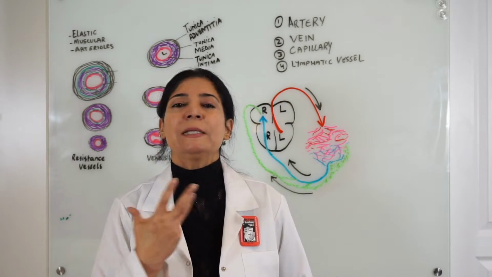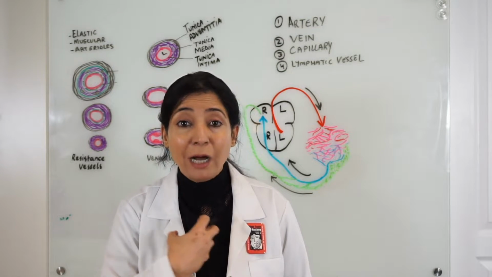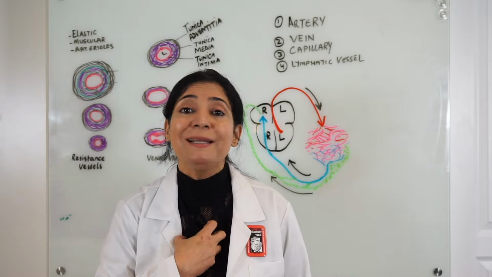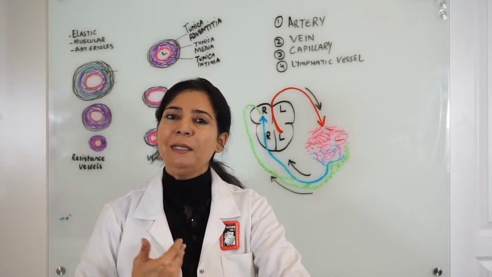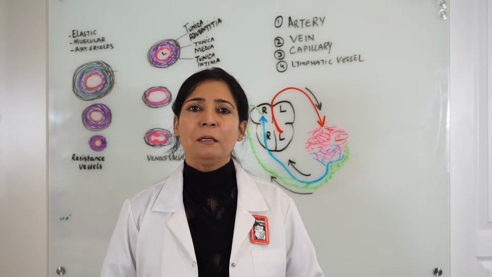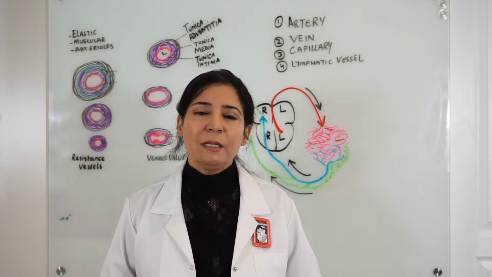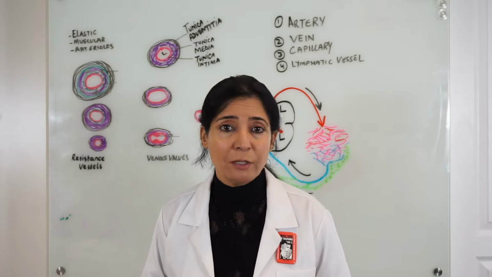Like the best example of medium or muscular arteries would be the arteries which are irrigating the heart muscle itself, like the coronary arteries. Then we have the brachial artery, the radial and ulnar arteries, the femoral artery, the mesenteric arteries. They are the medium-sized arteries. They are also known as the muscular arteries.